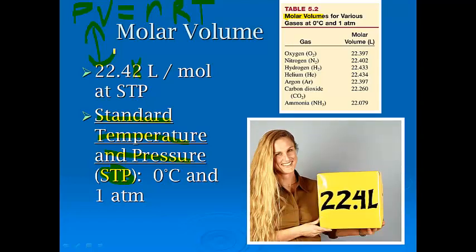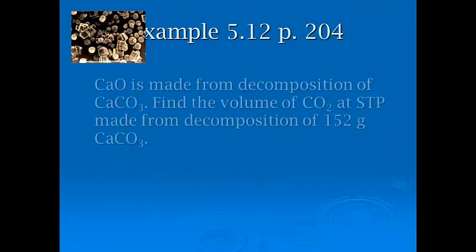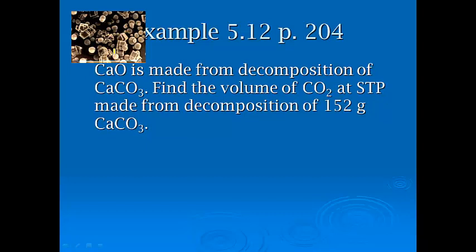And this picture just shows up all the time, so I don't know why I keep showing it, but haven't found another better one. All right, let's do a couple of samples on these. Okay, calcium oxide is made from the decomposition of calcium carbonate. We got to find the volume of carbon dioxide at STP made from the decomposition of 152 grams of calcium carbonate. Okay. What do they tell me? They tell me I'm at standard temperature and pressure. That makes me happy because that means I can use my 22.4.